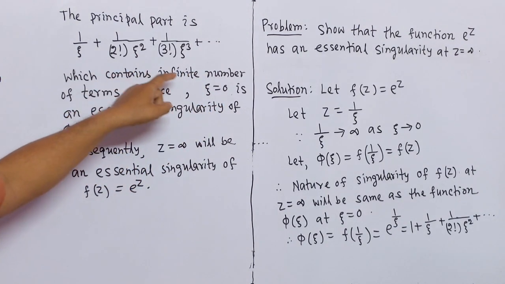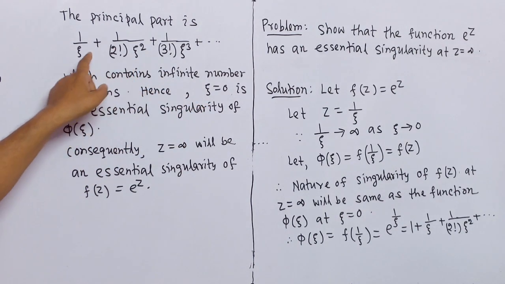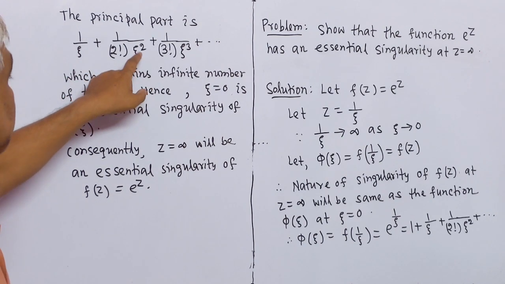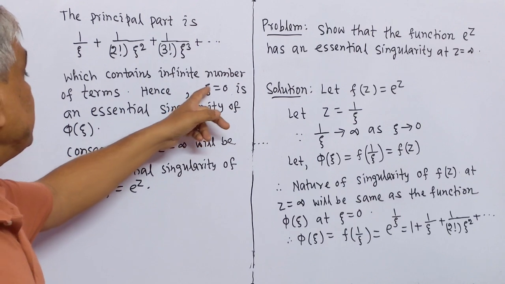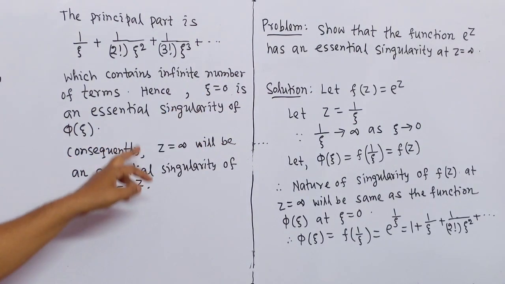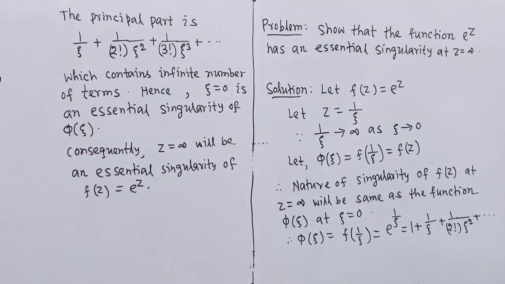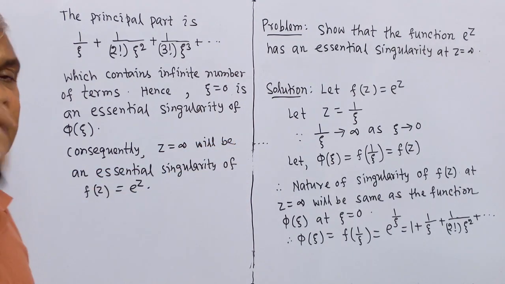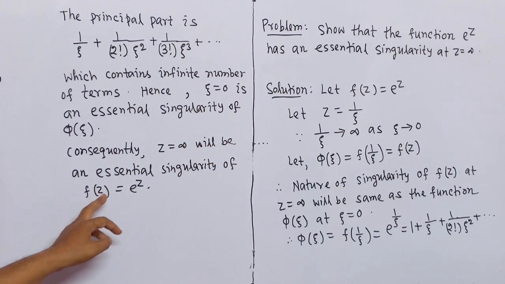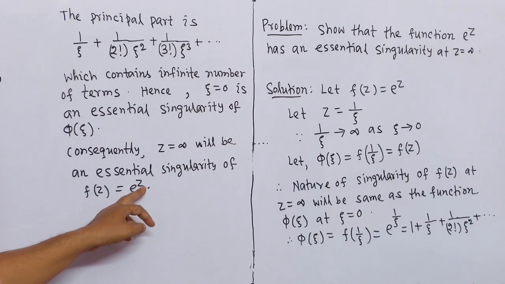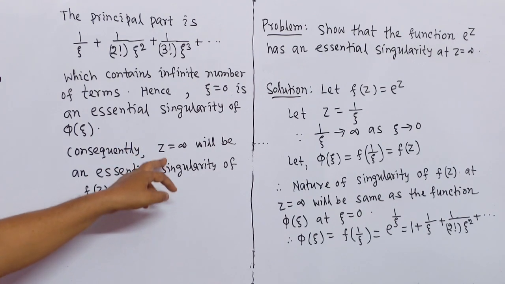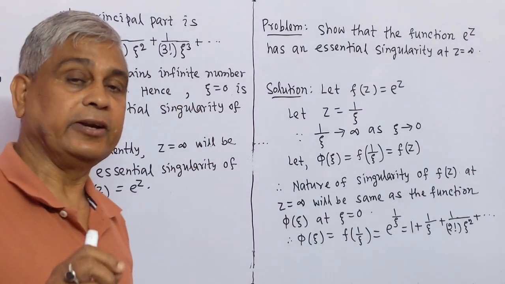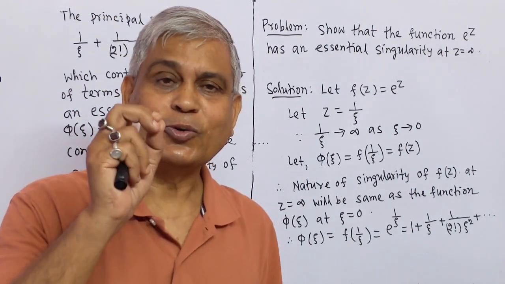Hence ξ equal to 0. Here ξ means ξ minus 0, and ξ^2 means (ξ minus 0) squared. Therefore, ξ equal to 0 is an essential singularity of φ(ξ). Consequently, z equal to infinity will be an essential singularity of f(z) = e^z. Therefore, z equal to infinity will be an essential singularity of e^z. Proved.